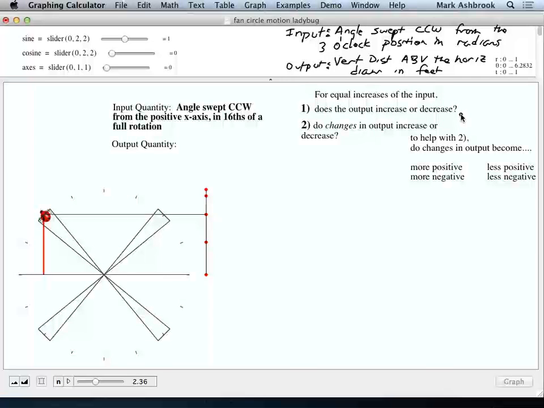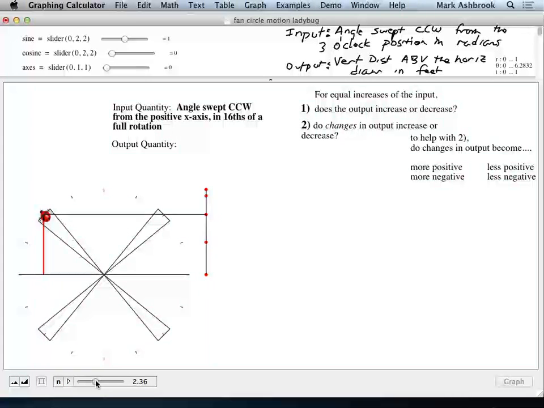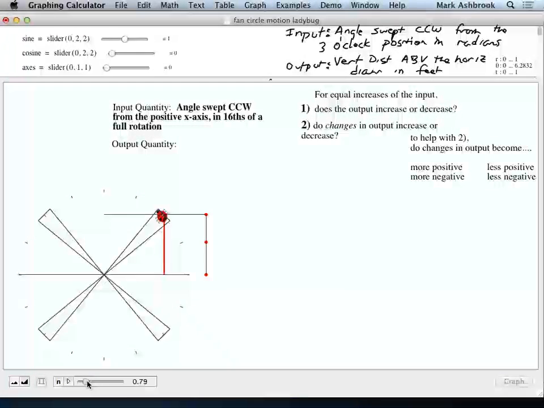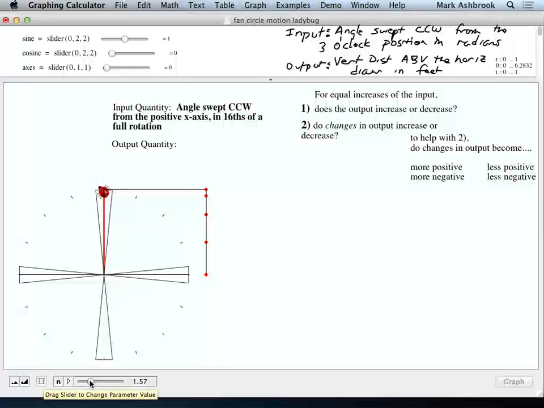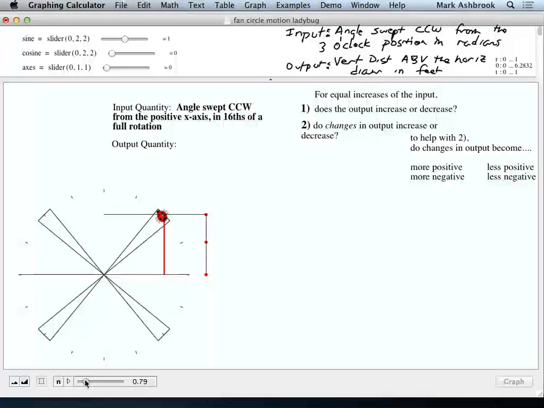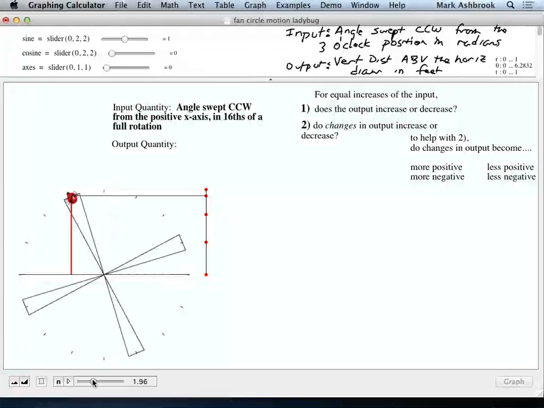Okay, what are you going to look at to see if the output, the vertical distance, is where you're going to focus your attention to answer that first question? So what aid have I given you for that right there? What do you think? Does that help you? So what is that helping you with? The dots.